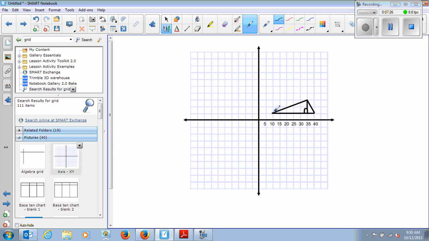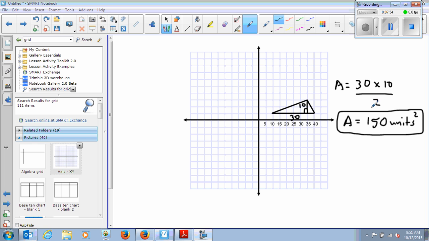So for the base, it is 1, 2, 3, 4, 5, 6, but notice how the scale is not going to be by ones, it's by fives. So it goes from 10 to 40, so the base here is actually a length of 30 because it goes up by fives. The height was 1, 2, but again, we're going up by fives, so 5, 10 would actually be the height. So then I just go ahead and plug this into my formula, and after I plug it in, base 30 times height 10 is 300 divided by 2 is 150 square units. So just be careful when the units change.